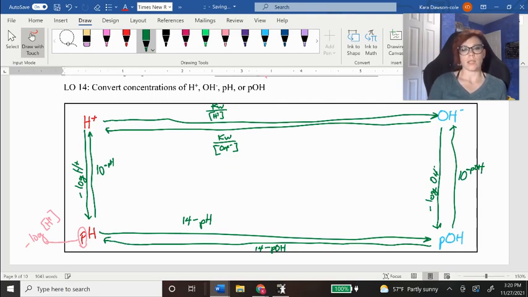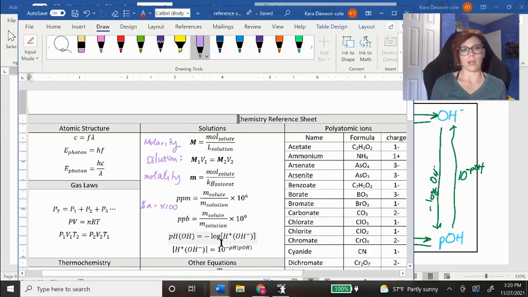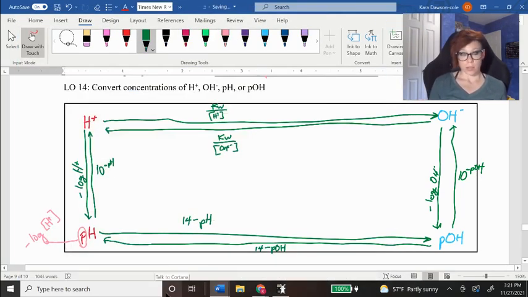All of these are on the back of your periodic table. So pH or pOH is equal to the negative log of the H plus or the OH minus, depending on which one you're looking for. And your concentration of H plus or OH minus is going to be 10 raised to the minus pH or the minus pOH, depending on what you're looking for. So all of those are on there.